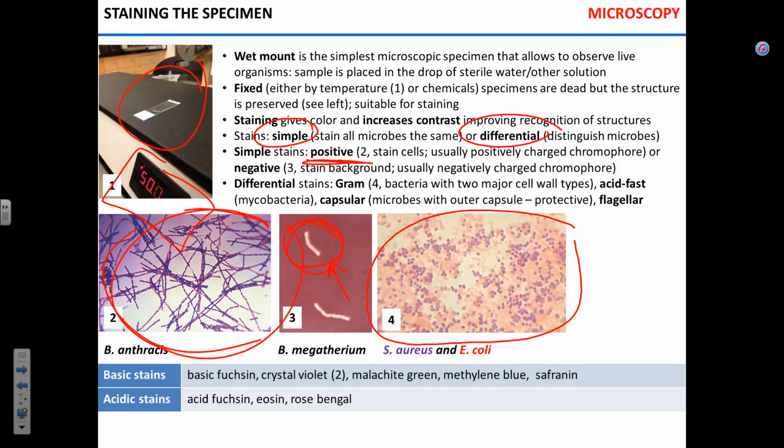Well, differential, we'll talk about them more, and you see the brief list that we're going to talk about. You can, again, see the Gram stain here. I actually did the color coding. So those purple ones, Gram-positive Staph aureus, and the red ones, Gram-negative E. coli. Any questions? So take home message. Understand why we stain. Understand why we fix. Understand what's the difference between simple and differential stains. And what's the difference between positive and negative simple stains. Okay?